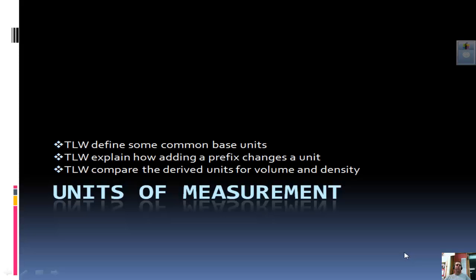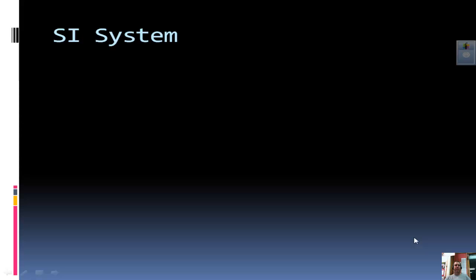All right, we're going to go ahead and get started talking about this SI system, and we're going to be specifically looking at some of the units of measurement. Today, TLW just stands for the learner will, so you're going to define some of the common base units. We're going to explain how adding a prefix is going to change a unit, and we're going to compare derived units for volume and density.